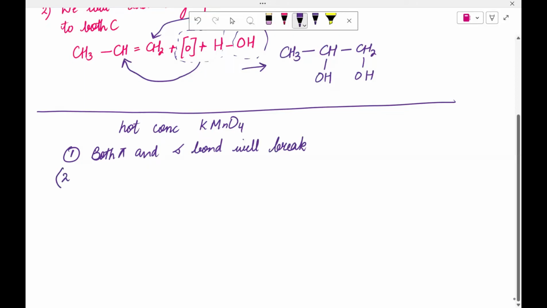And second is that if a double bond carbon has two hydrogen, then what is going to happen? Then CO2 will form.